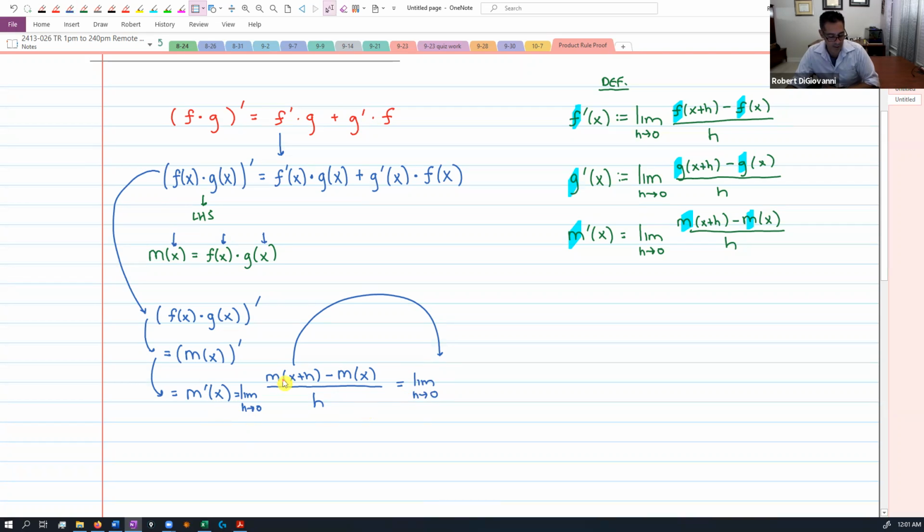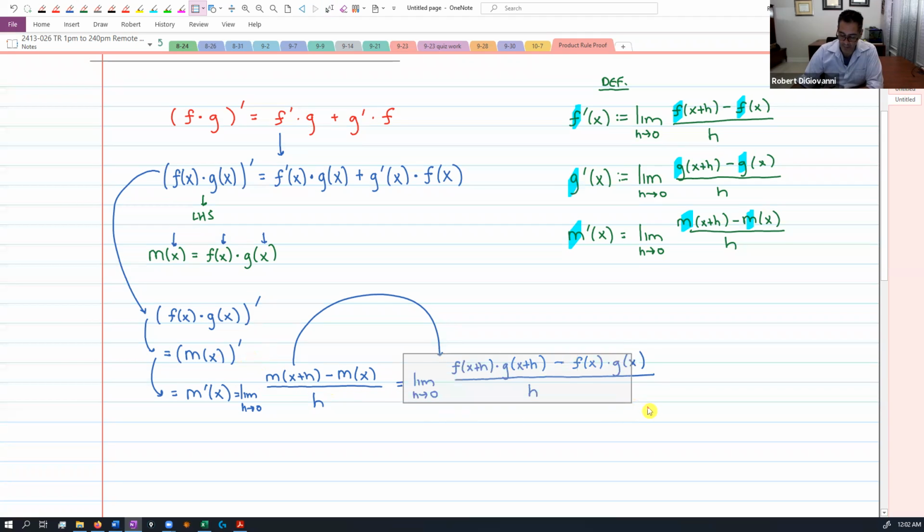Okay, so we have the limit now. To plug x plus h into m means to plug it in here and here. So that really means take f, plug x plus h in, multiply that times g with x plus h in. That's this top left, minus now m of x itself, which is just this original function, f of x times g of x. And then all of this over h. So again, this product, taking the derivative, is equal to figuring out what this limit is right here.